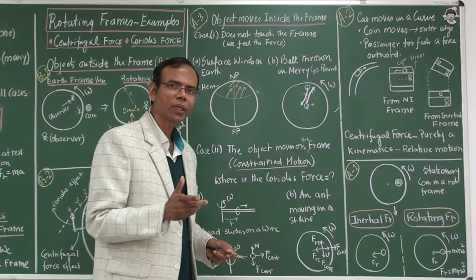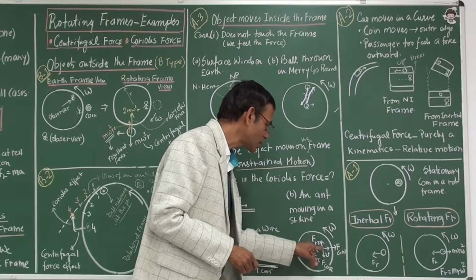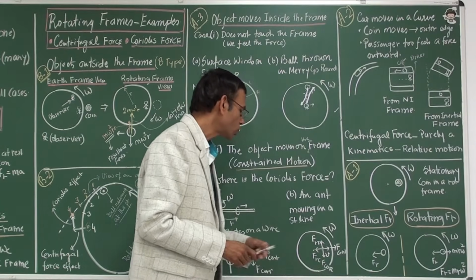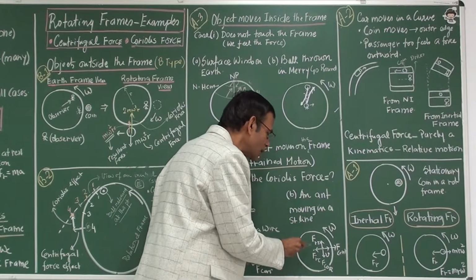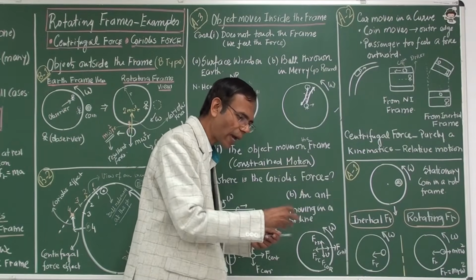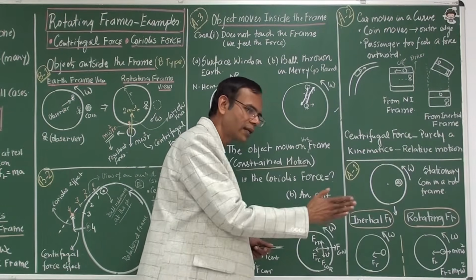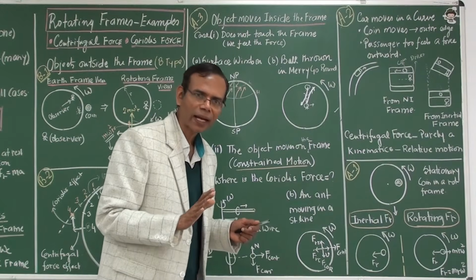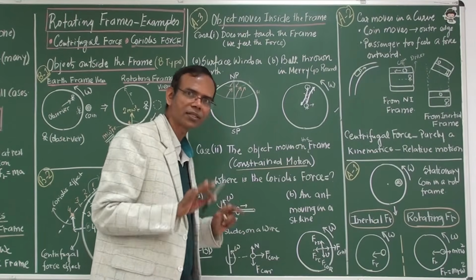Now, if you calculate the Coriolis force, you will get it in this direction, just opposite to your FRT, F Coriolis. So they cancel each other, because the observer in the rotating frame will not see any acceleration in the direction perpendicular to the direction in which the ant is moving. So obviously the two forces should be equal and opposite to cancel each other.